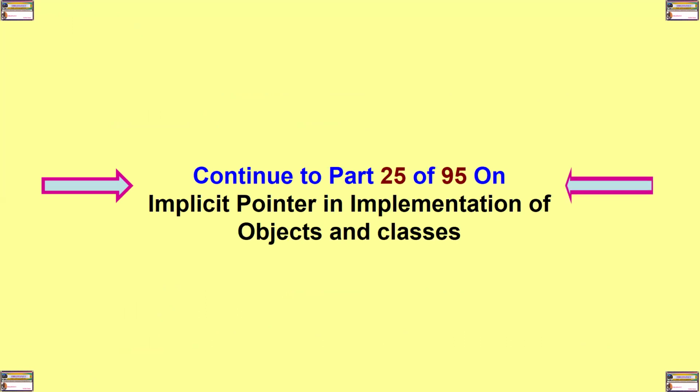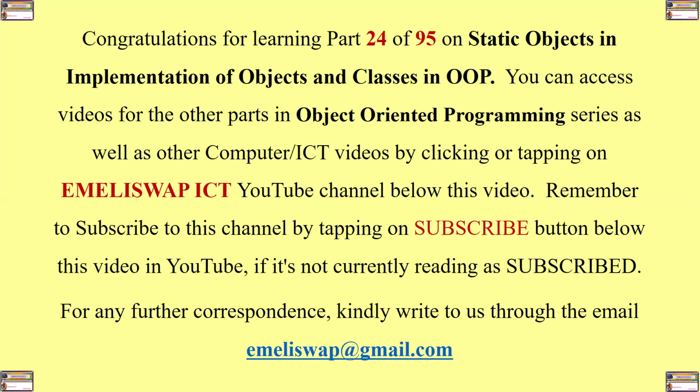So with that, my dear students and the rest of the learners, we have come to the end of part 24 of the 95 part series. You can continue to part 25, in which we are going to learn how to make use of what we call the implicit pointer, or this pointer, in implementation of objects and classes. Congratulations for learning part 24 of 95 on static objects in implementation of objects and classes in object-oriented programming.